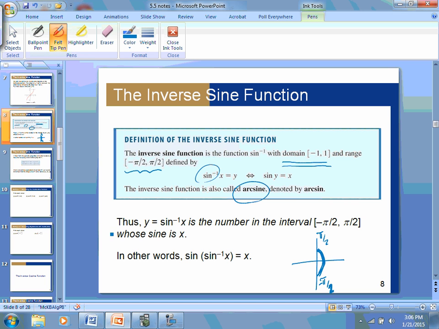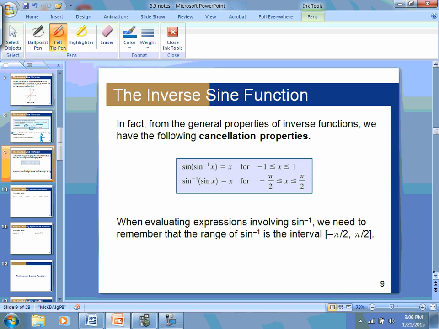Okay, and a really good way to describe that then is that y equals sine to the negative 1 of x is the number in the interval negative pi over 2 to pi over 2 whose sine is x. Okay, so I'll explain how we're going to think through this and how we're going to write this when we do our examples coming up in just a moment here.